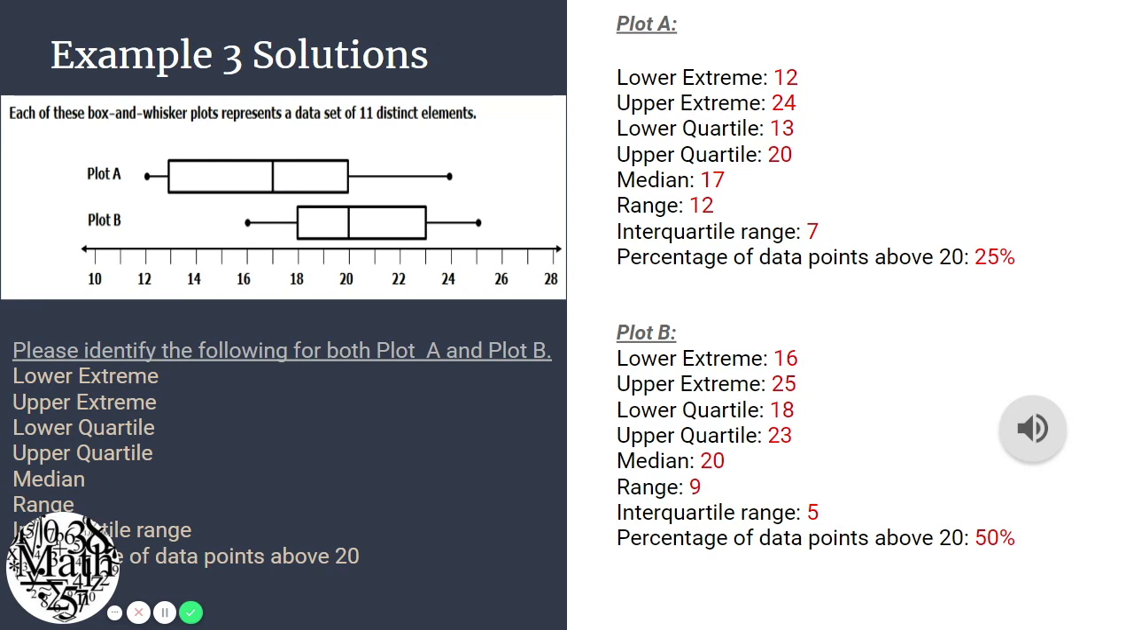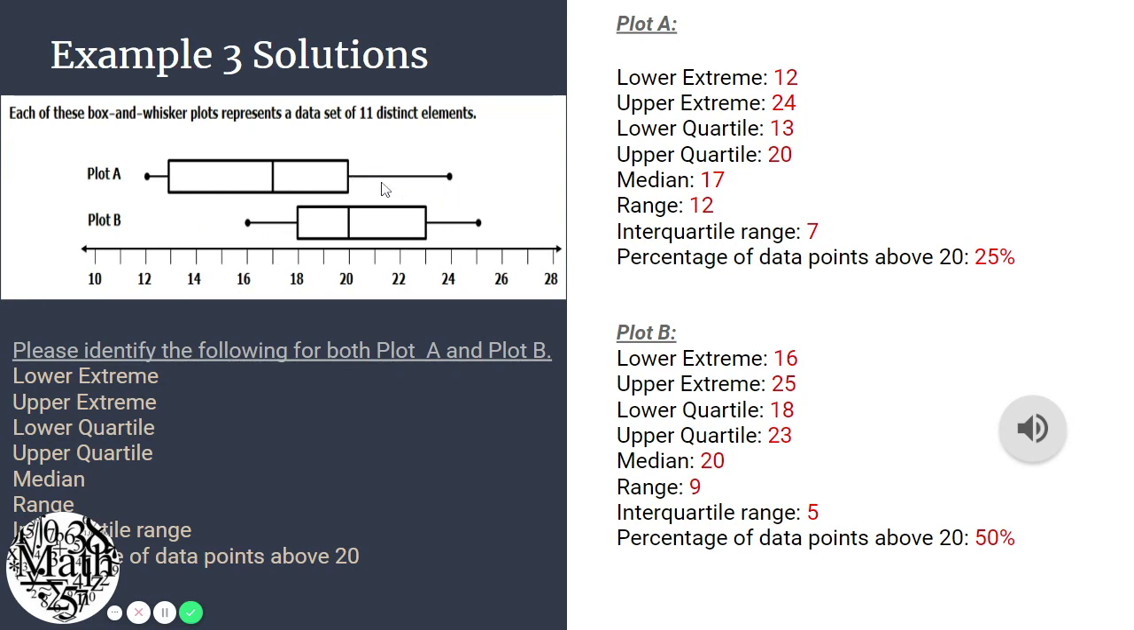When we go with the range, we're taking the upper extreme and subtracting our lower extreme, which means we're going to take 24 and subtract 12, which leaves us with a range of 12. The interquartile range is where you're taking your upper quartile and subtracting your lower quartile, which would give you 7. And your percentage of data points above 20 is actually 25%.